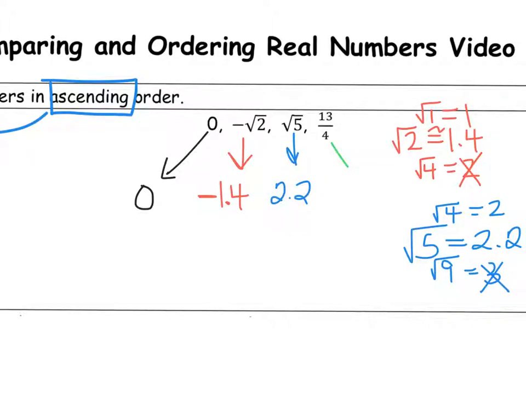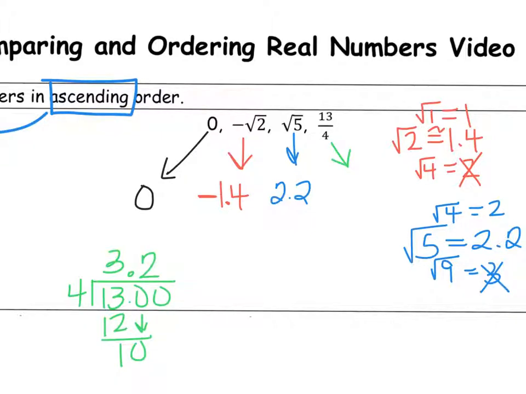And finally, 13 over 4, we need to change that to a decimal. So the top dog gets the house, so 13 goes on the inside. We're going to divide that by 4. 4 goes into 13 3 times, that's 12. Bring up our decimal. Bring down the 0. 4 goes into 10 2 times, and we can stop right about there. Actually we can do 8, and then 4 goes into 20 5 times. So 13 over 4 is 3.25.